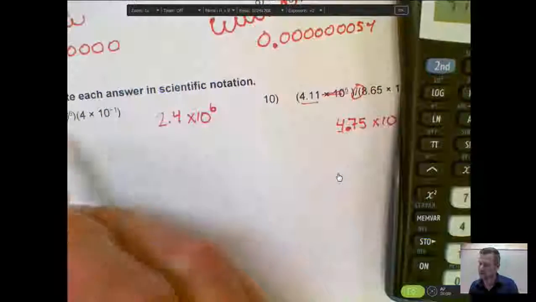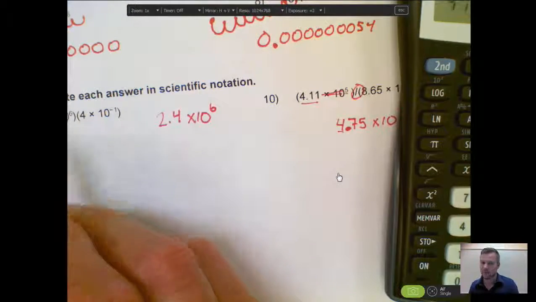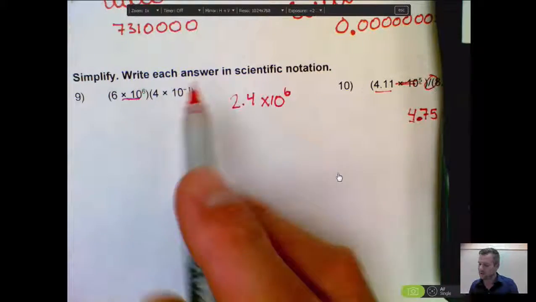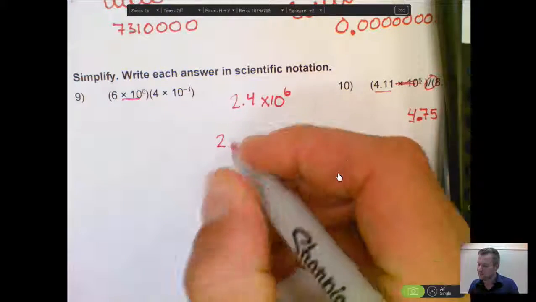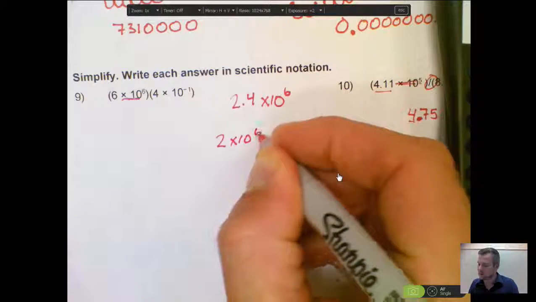It's worth noting that I need to go back to this problem. Remember about sig figs. There's 1 sig fig, there's 1 sig fig. So if you're writing this in sig figs, 2 times 10 to the 6 would be appropriate.